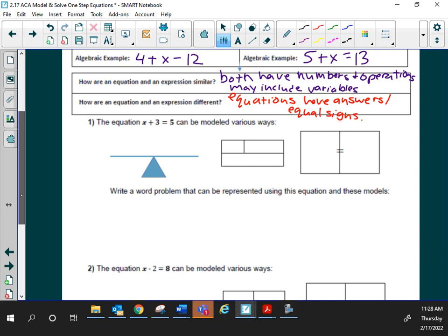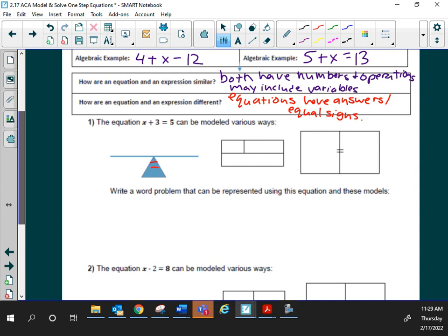Of course, I like to model things because sometimes we're visual learners. And so I'm going to start with this first one. This little triangle with a stick is supposed to represent a seesaw. With equations, because the two sides are equal, we want to keep it balanced. And we use that sort of model a lot. So to model x plus 3 equals 5, I would start with putting the equals in the middle because that's where my balance point is.